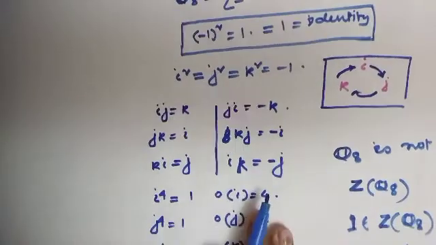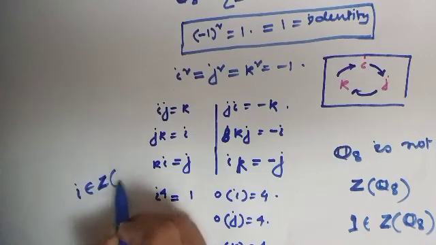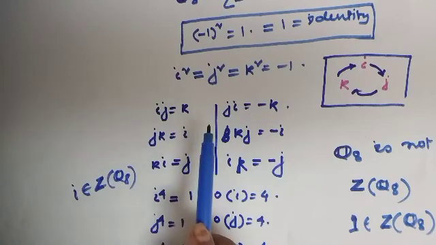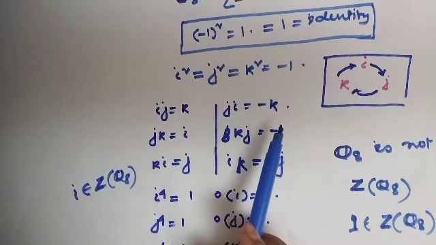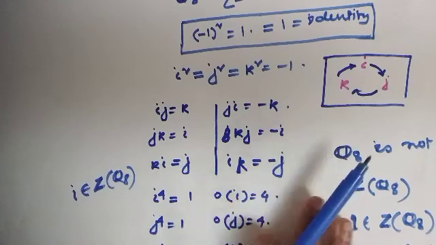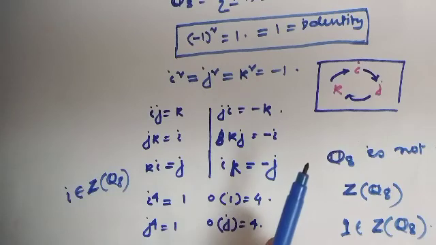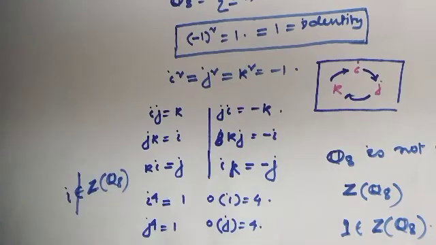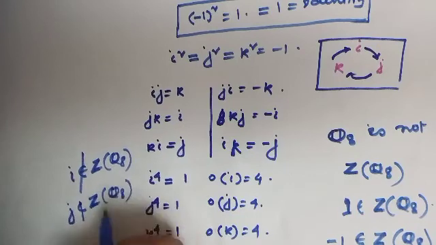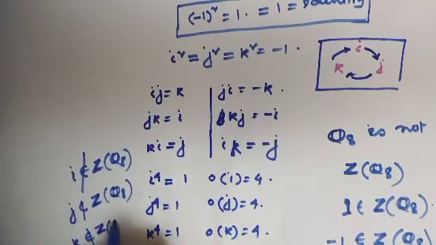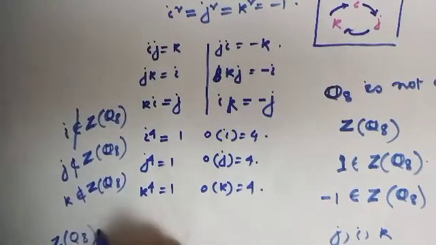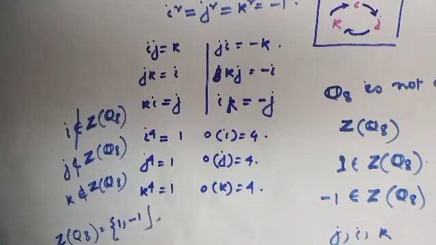Now my question, is i a member of Z(Q8)? Notice i times j equal to k and j times i equal to minus k. That means i does not commute with every element of the group Q8. So i is not a member of Z(Q8). Similarly, j is not a member of Z(Q8). Also, k is not a member of Z(Q8). That means Z(Q8) only contains the elements 1 and -1.